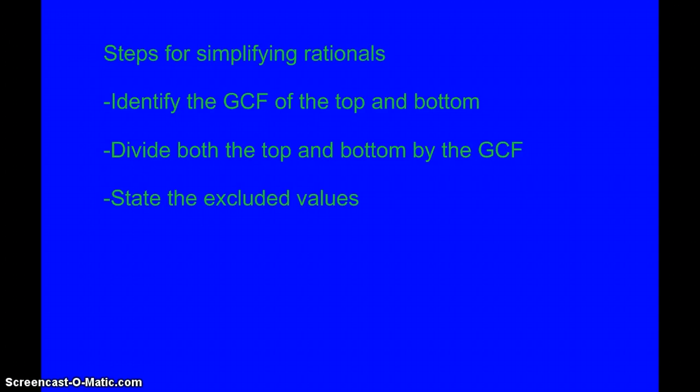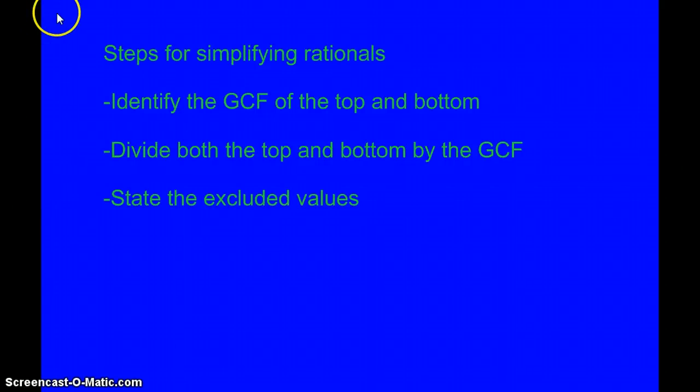Alright, so here are our steps. Here's what you need to go through the process for simplifying a rational expression. You first identify the greatest common factor of the top and bottom. We divide both the top and bottom by the greatest common factor. Then, once we've divided that out, we state our excluded values. And so the excluded values part we have not quite covered yet, so let's take a minute and look at that.